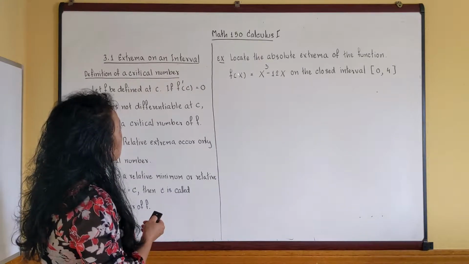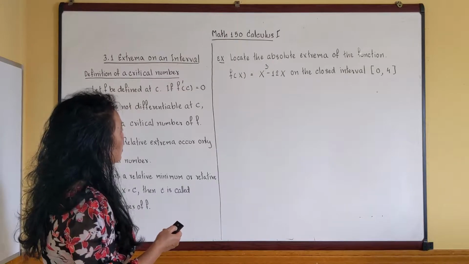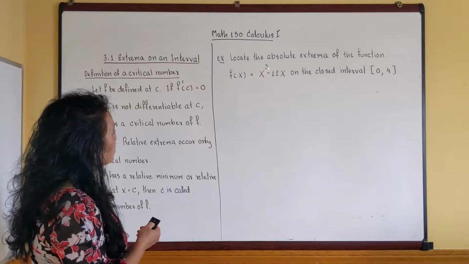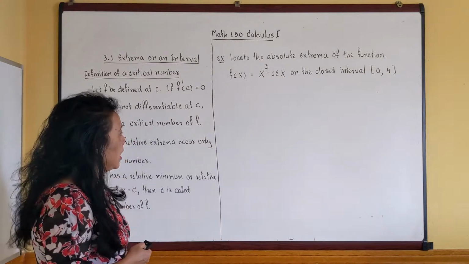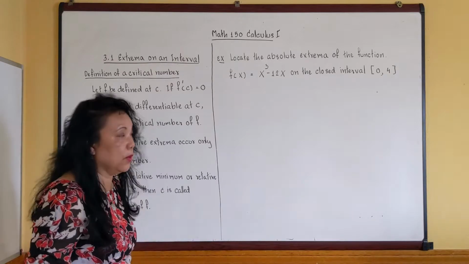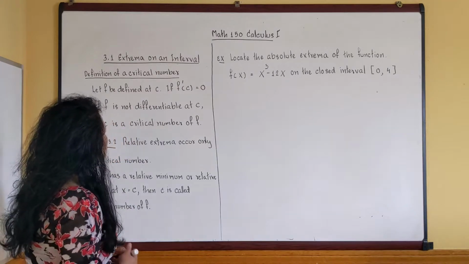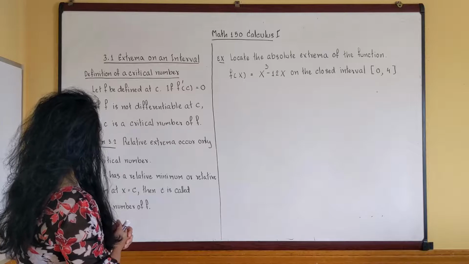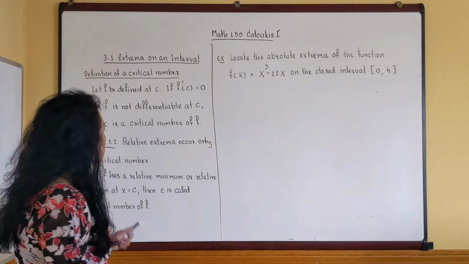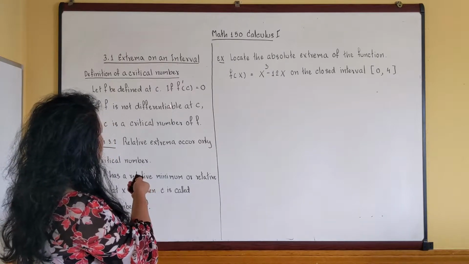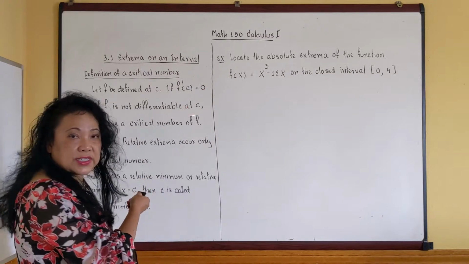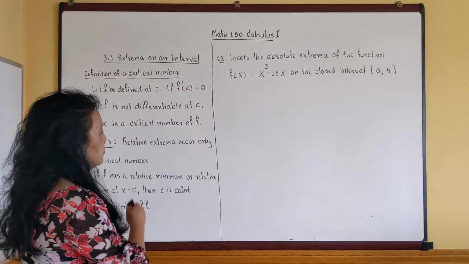Let's look at our example here. They want you to locate the absolute extrema of a function. So I have a function here, f of x equals x cubed minus 12x, on the interval 0 to 4, including 0 and 4. So they want you to find extrema. We're going to use the theorem and the definition here. To find the extrema, we need to find the critical numbers. So we take the derivative of the function, set it equal to 0, and solve for c, the c that makes the derivative equal to 0.